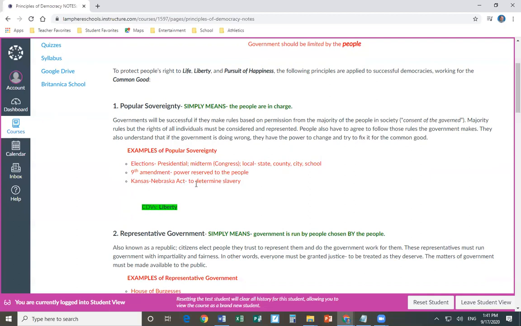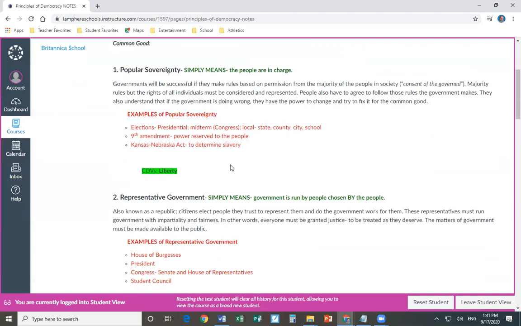Now, fortunately, it was taken off the board by the 13th Amendment, but at that time, the government showed that they valued popular sovereignty and allowed the people to choose. Okay? Does anybody have any questions about popular sovereignty before we move forward?